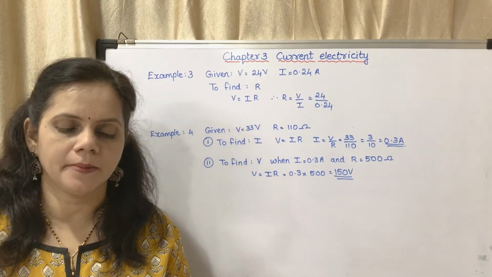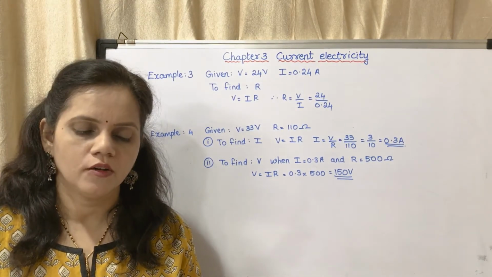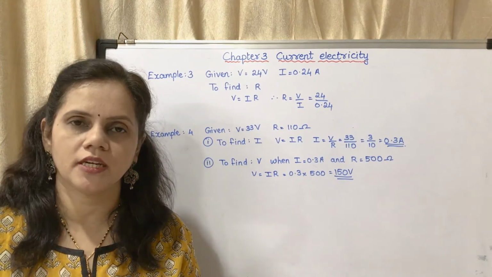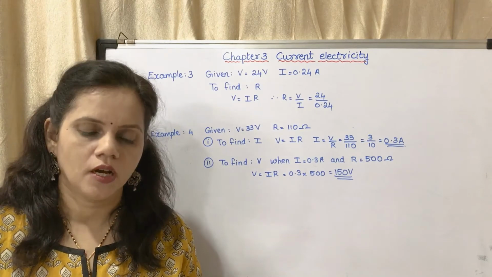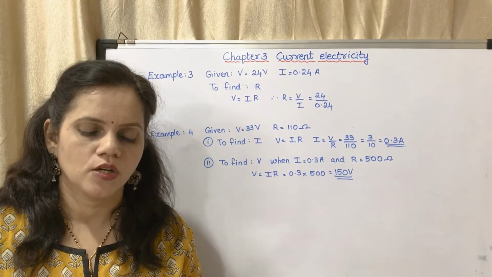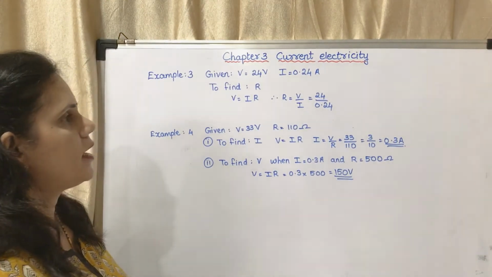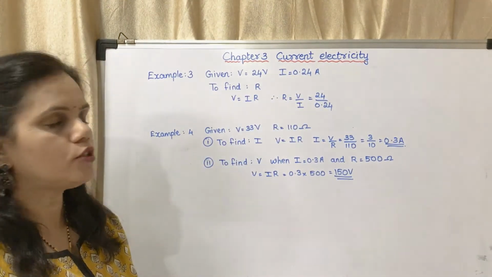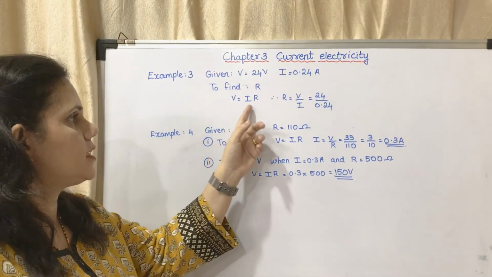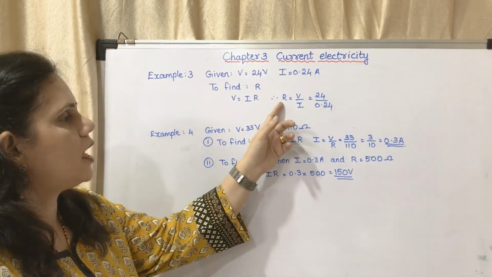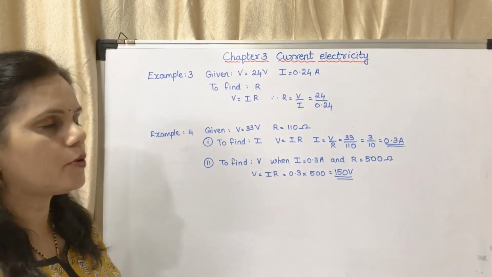Now the next example, example 3. A current of 0.24 ampere flows through a conductor when a potential difference of 24 volt is applied between its two ends. What is its resistance? So they have given V is equal to 24 and I is equal to 0.24. You have to find out the resistance. We know the equation V is equal to IR. So R is equal to V upon I. So it is 24 upon 0.24.